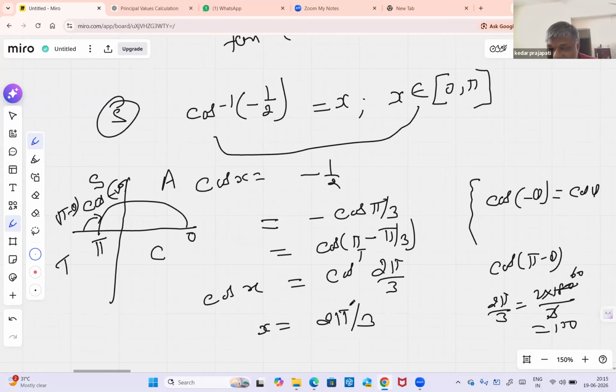Getting the difficulty level of the questions, right? Once you understand the trigonometric identities and the ranges, you have to compare. Whenever we solve a problem and the answer is not coming, just think what else I can apply. Okay.